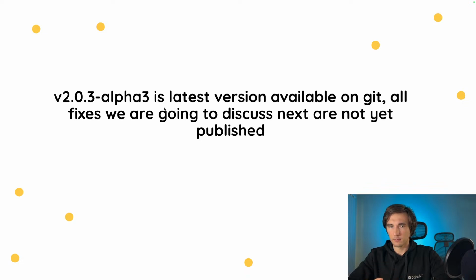At this moment, that's the last version available on Git. All the further fixes and problems we are going to discuss are present in Alpha 3, which you can get from Git. Alpha 4 is not yet published. If you need it, just let me know or let David know in the repository. I believe we can share this jar file with you, and probably in future it will also be published there.